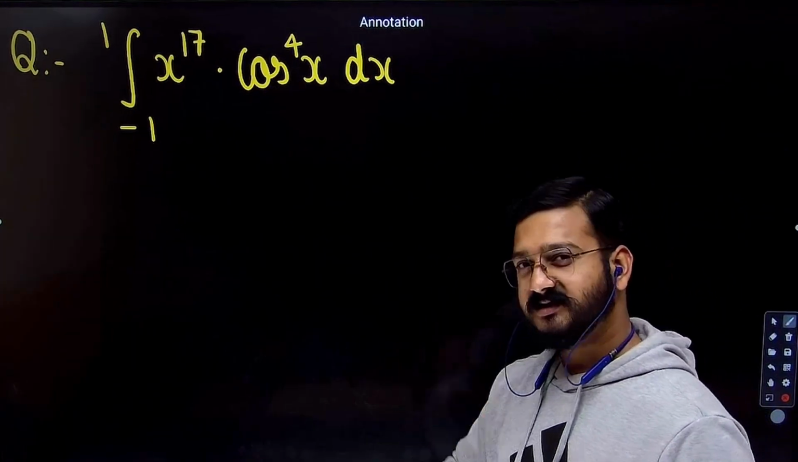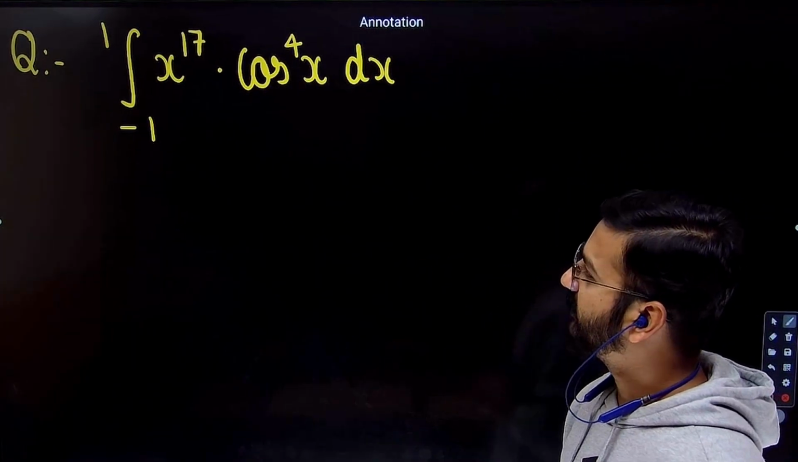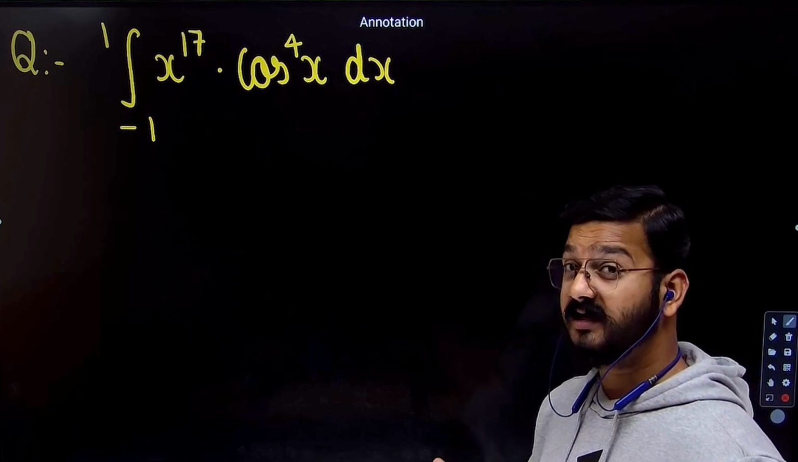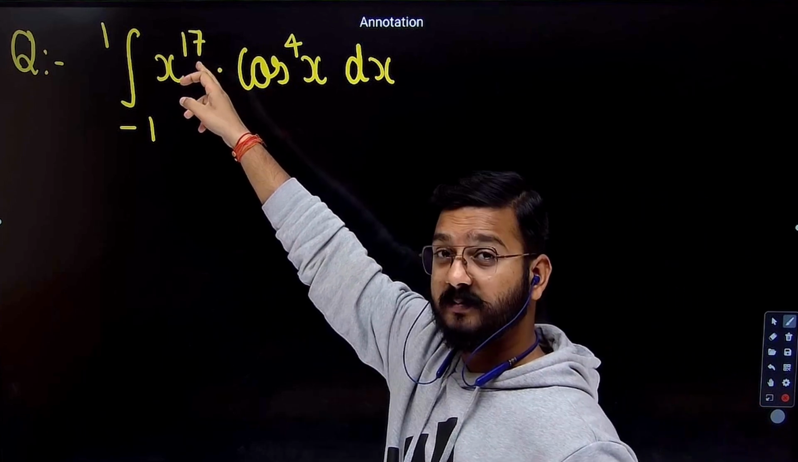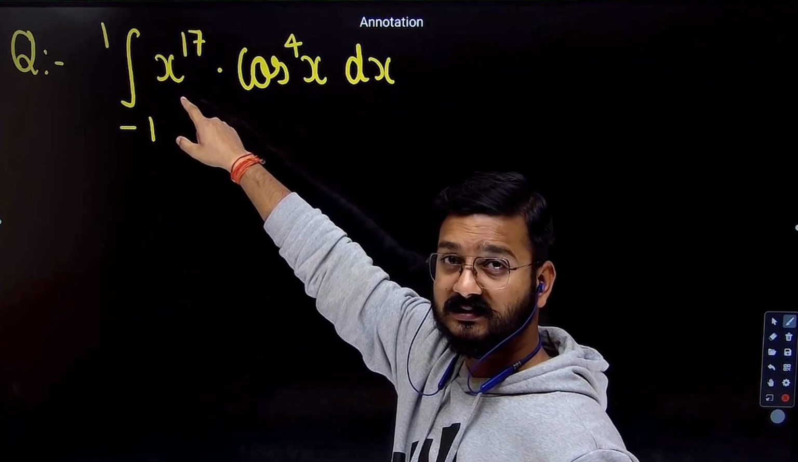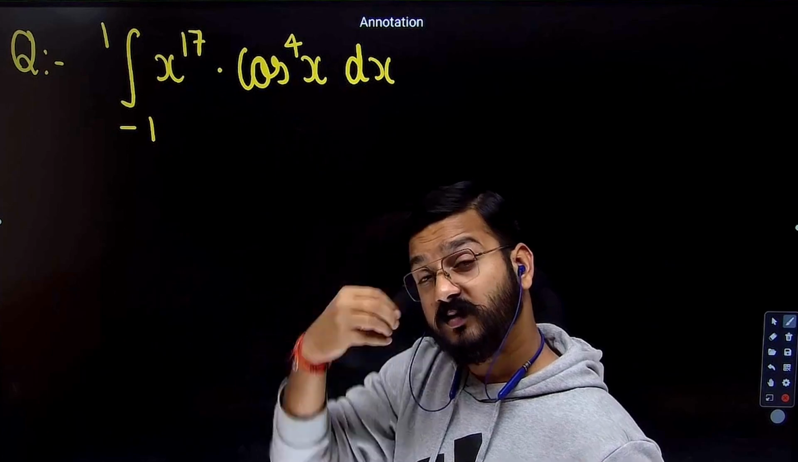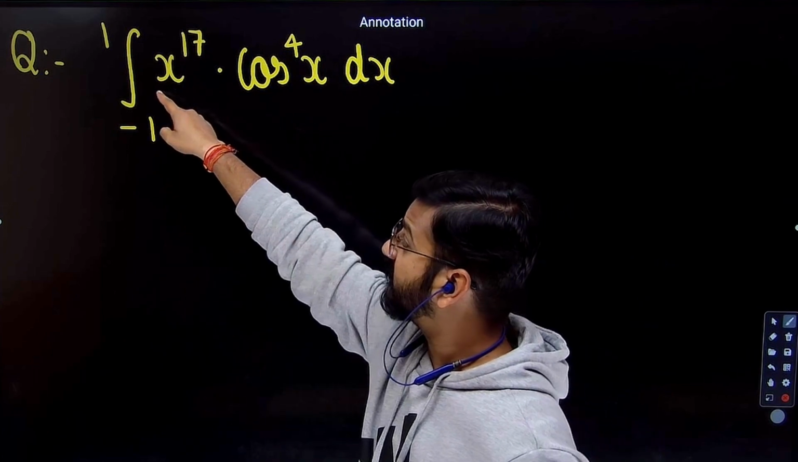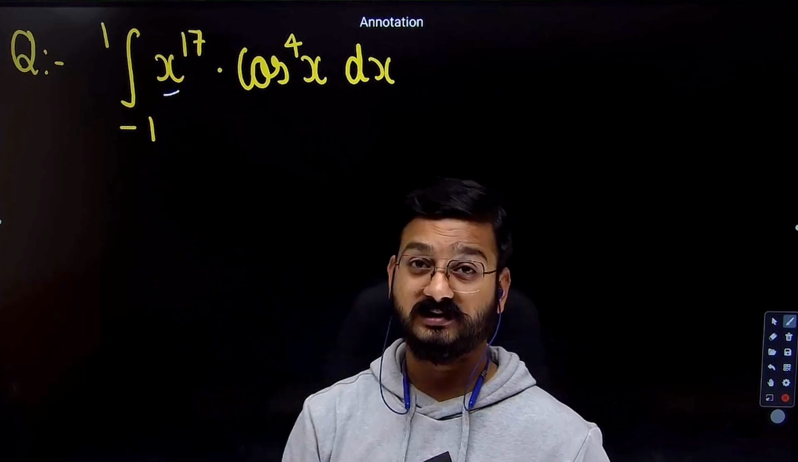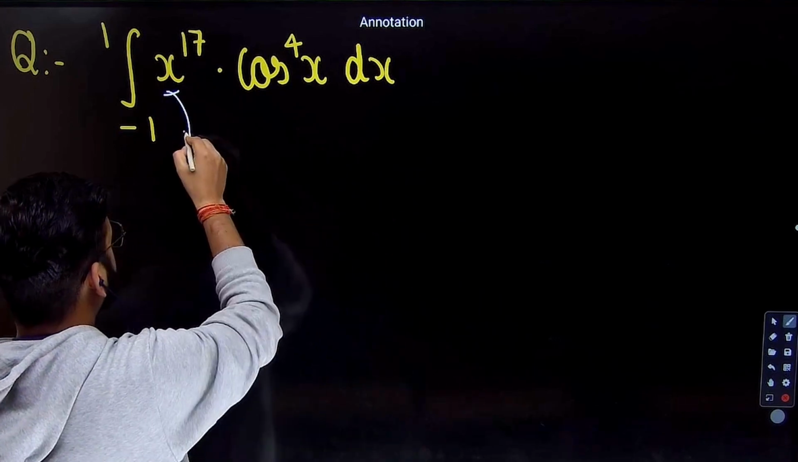Okay, students, let's discuss the next question. Next question, I think, is very simple. We need not write any step also. We can directly tell x to the power 17. The moment you replace x with minus x, correct? So what is the odd power of minus 1? Minus 1 itself. So for this function, what will happen? This function will be an odd function, correct?